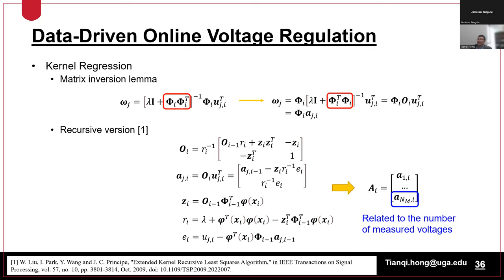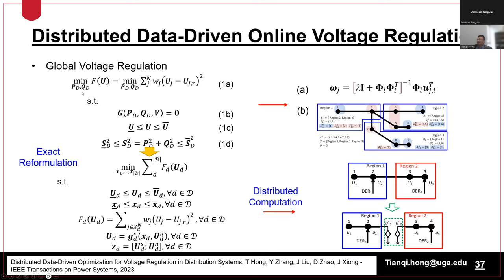However, if we go back to the previous matrix inversion, the final result about the matrix A here, we can see that the size of matrix A is related to the number of measured voltages. If you have a very large voltage system, the matrix A will be very big, and it is still very computationally expensive and memory expensive. So here is a solution: we can convert the global voltage regulation with a centralized implementation into a distributed data-driven online voltage regulation problem.